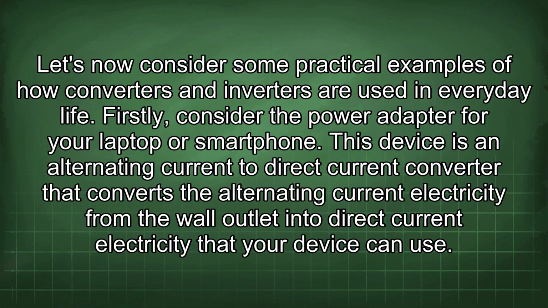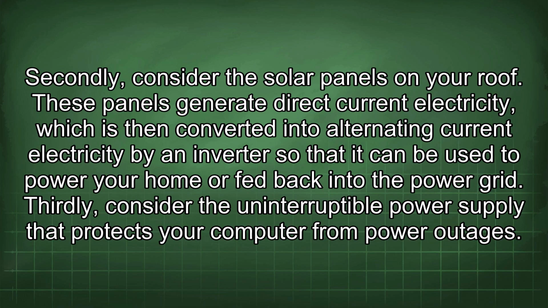Let's now consider some practical examples of how converters and inverters are used in everyday life. Firstly, consider the power adapter for your laptop or smartphone. This device is an alternating current to direct current converter that converts the alternating current electricity from the wall outlet into direct current electricity that your device can use. Secondly, consider the solar panels on your roof. These panels generate direct current electricity, which is then converted into alternating current electricity by an inverter so that it can be used to power your home or fed back into the power grid.